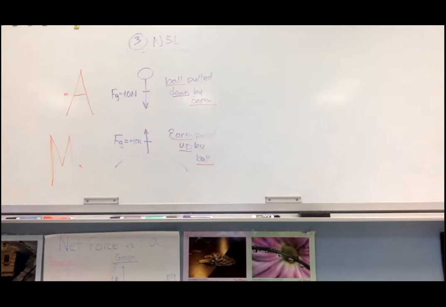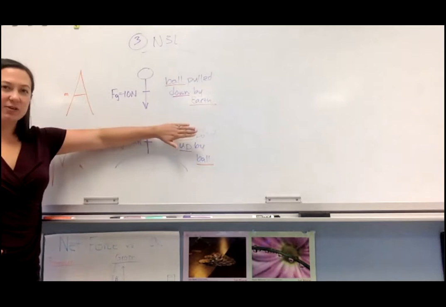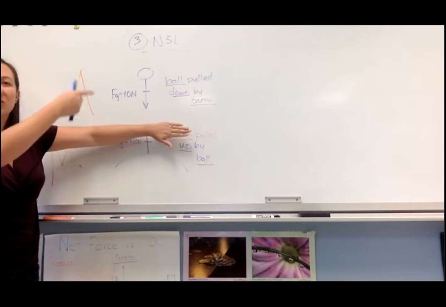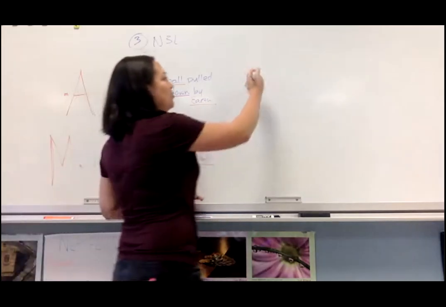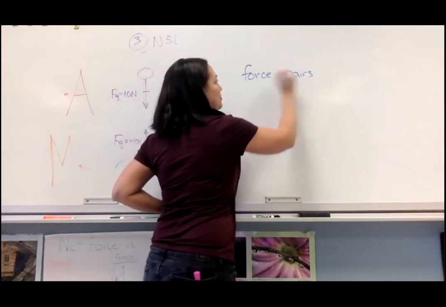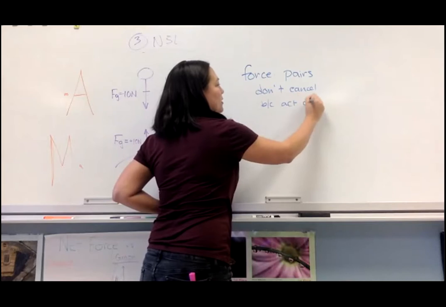A thing in Newton's third law that people can get confused on is they're like, wait a second, shouldn't the -10 cancel the +10? No, it does not. The reason these don't cancel each other is they act on different objects. Imagine this goes away. There's only one force on the ball. It's not being canceled by anything because there are no other forces acting on it. So force pairs don't cancel, because they act on different objects.